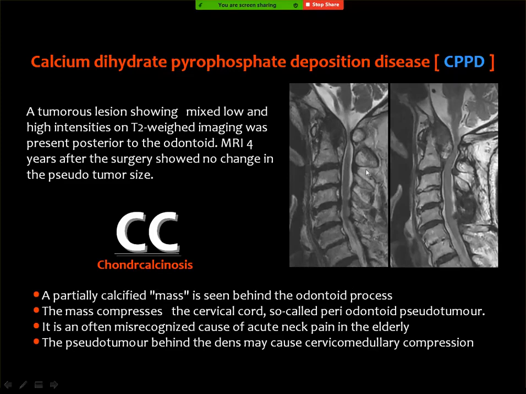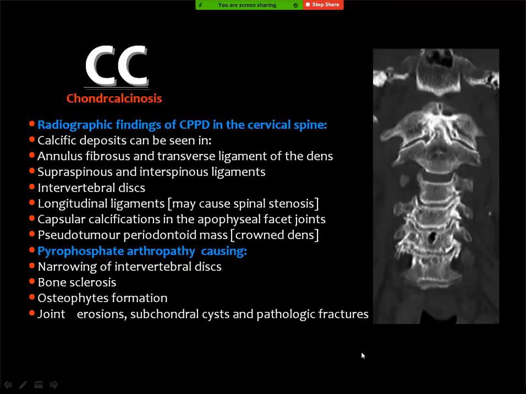And in the odontoid, it is characterized by the formation of a pseudotumor around the odontoid. If you look carefully, you can see that the odontoid shows normal signal, but you see a big mass related to the back of the odontoid, which is black in the T1 and T2 weighted images. And here are the radiographic and the CT appearance of this disease.